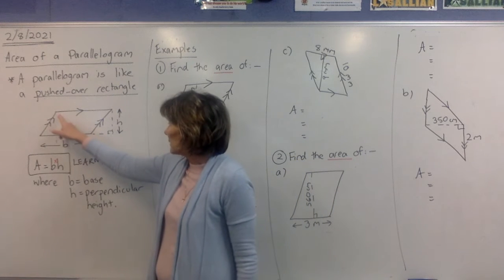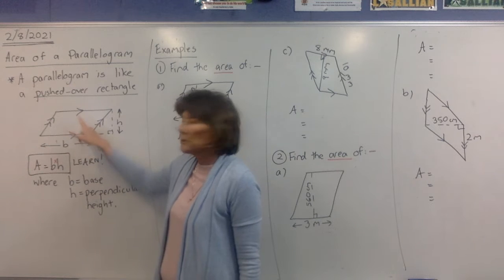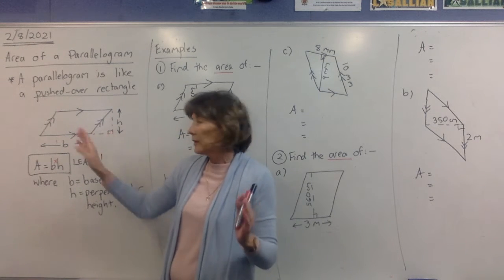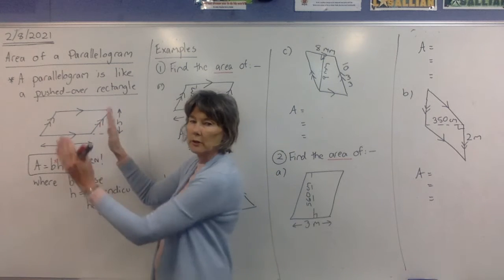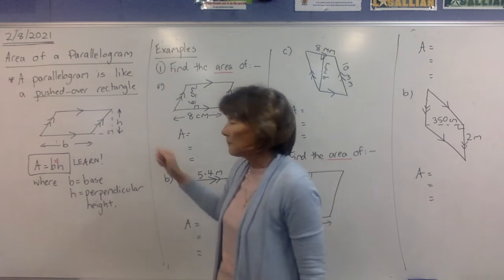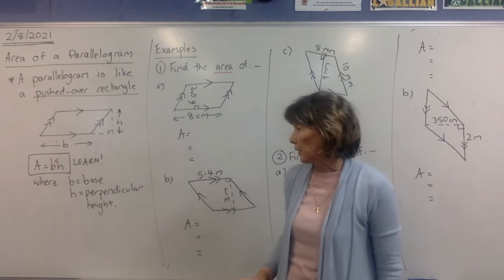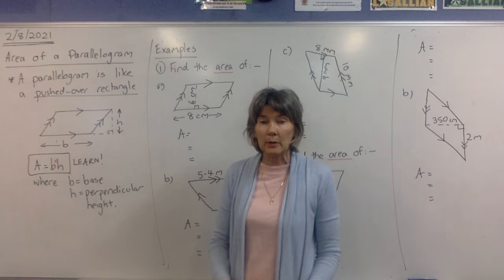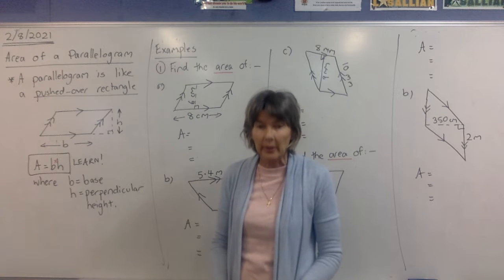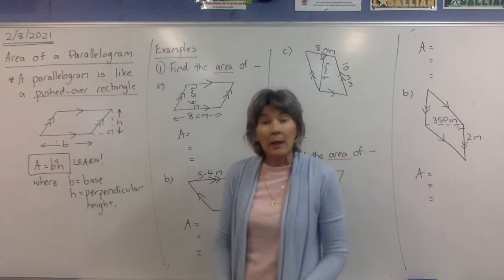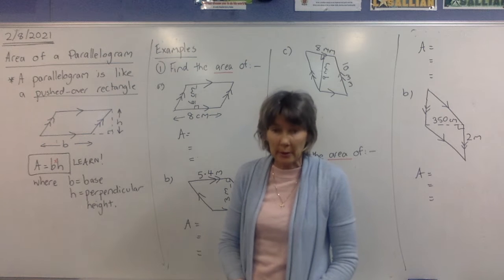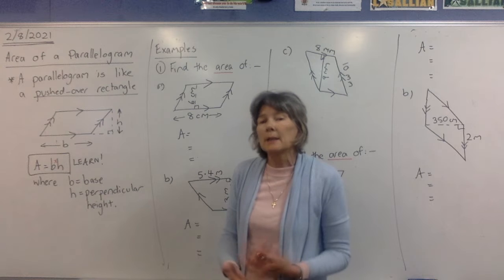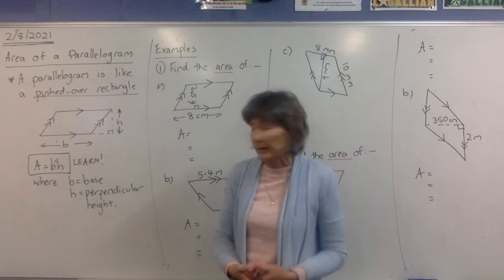So what happens is these two lines here we've just kept stable from the rectangle, and these sides here we've just tilted. Okay? So it's a bit like a rectangle pushed over. Now you know that the area of a rectangle formula is A equals length times breadth, L times B. So it's a similar thing with the parallelogram. Because it's a pushed over rectangle, we're just multiplying something similar to the length and the breadth.